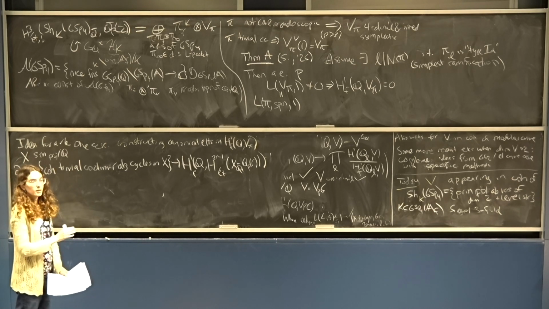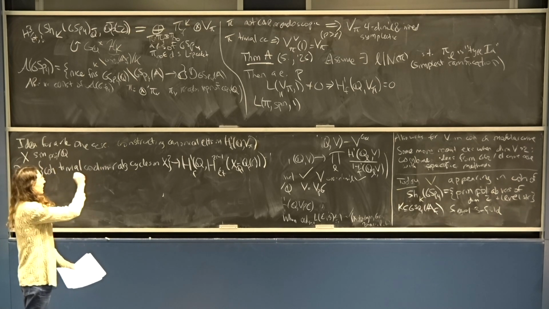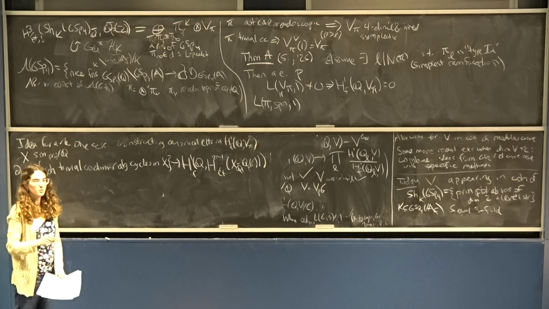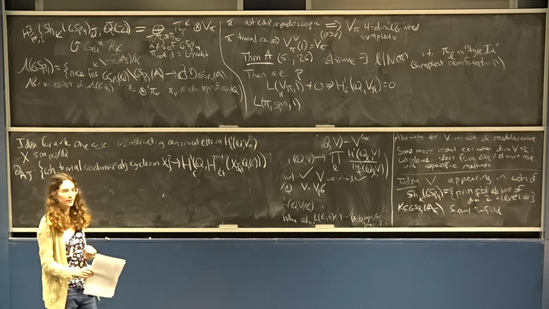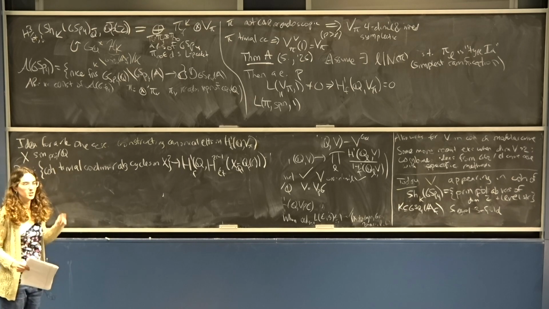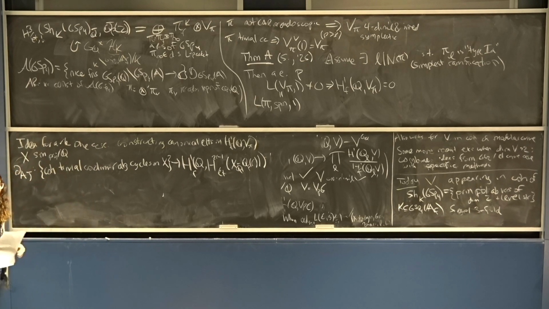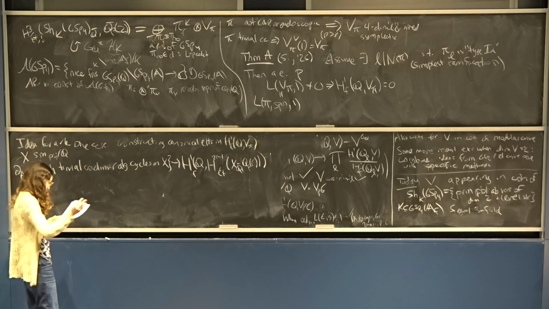Should be 0. So the analytic rank is 0, so the Selmer rank should be 0. The order of vanishing of the L function is 0. But yeah, thanks for asking.